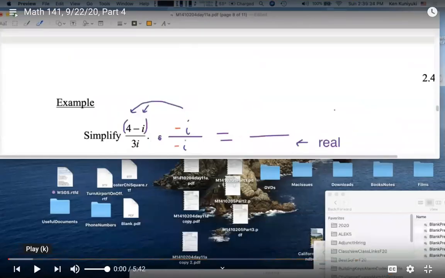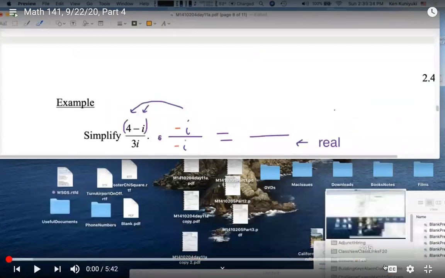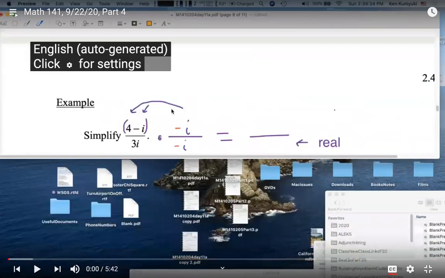All right. Any questions in the first example? Okay. Any questions here? Any questions? Let's proceed.